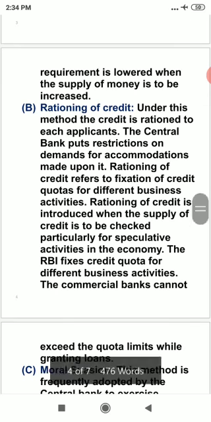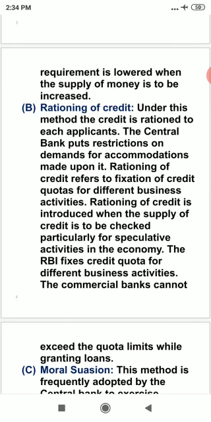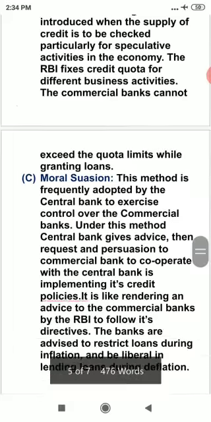It means that the RBI fixes the credit quotas for different business activities and these quotas cannot be exceeded by the commercial banks while granting loans. So commercial banks cannot exceed the limits fixed by the RBI while granting loans. The next is moral suasion.